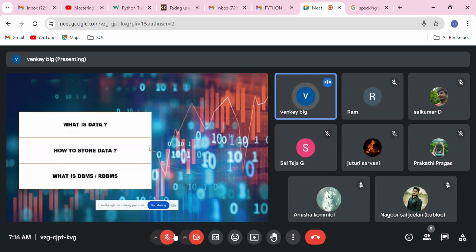Let us say IBM. IBM's database is DB2. Microsoft's database is SQL Server. Okay. Likewise, Oracle's database is Oracle, and Teradata's database is Teradata. So likewise, we have different database softwares in the market.